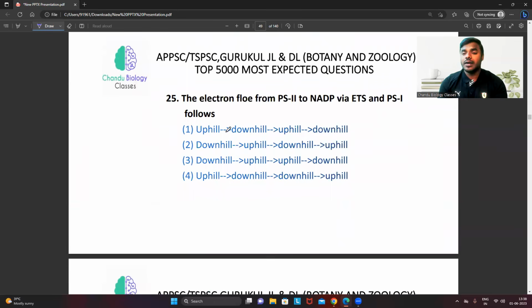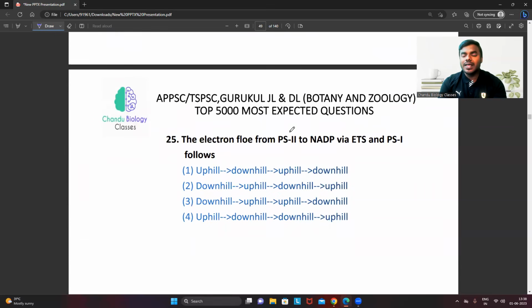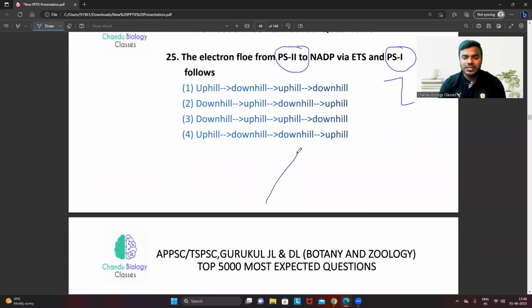I told you now, friends, every student remember, when they give two photosystems, PS2 and PS1, in the question, always remember, my friends, it is the Z scheme. Correct? You only listen in the Z scheme, uphill and downhill. Once again, it will be uphill, and once again, it will be downhill only.